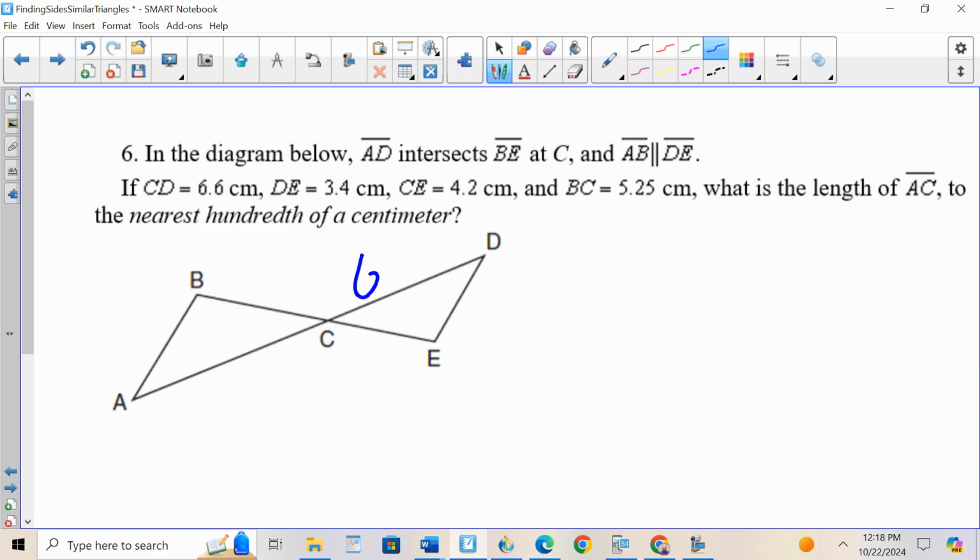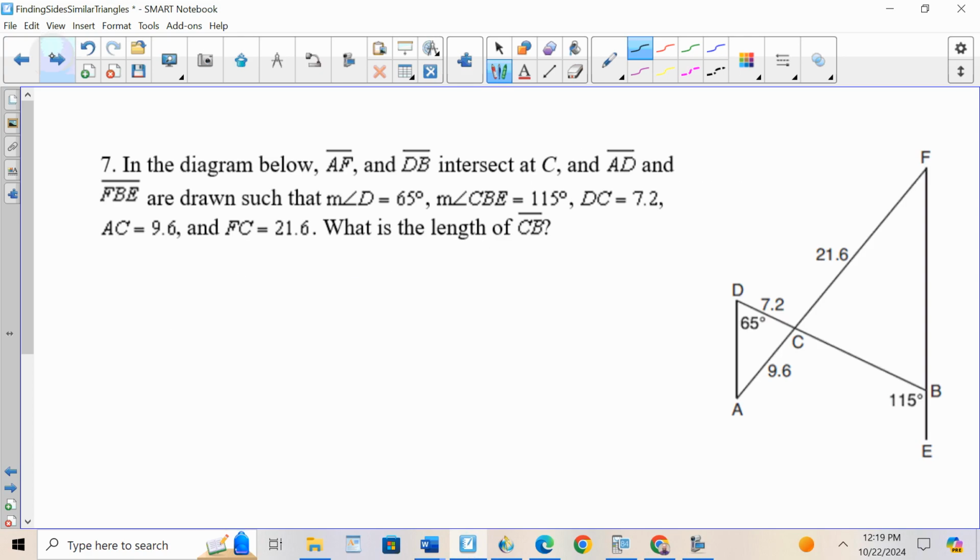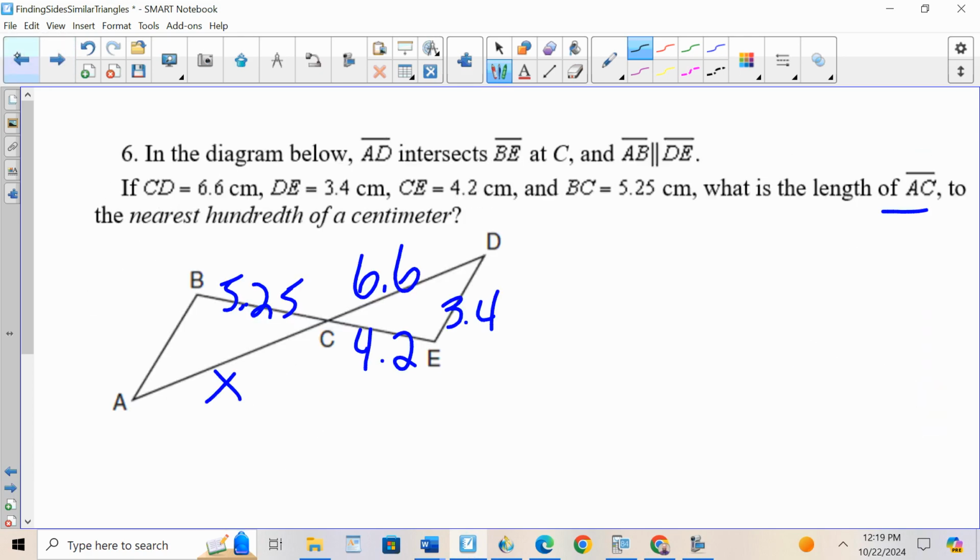CD is 6.6, DE is 3.4, CE is 4.2, BC is 5.25, and it's asking for AC. Always put an X on what you're trying to find. So the tricky part here is what corresponds to what. This is a very common picture you'll see for number 5 and 6 and 7 and 8. It's all the same picture. The corresponding side is diagonal from it.